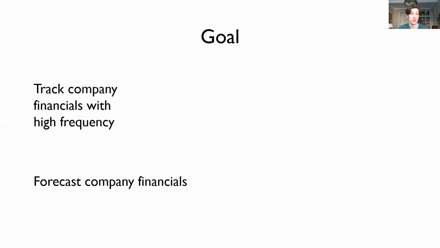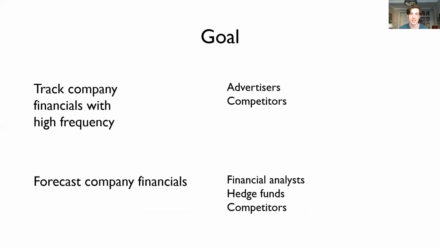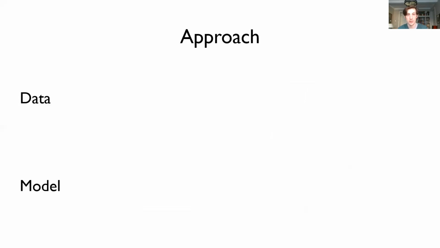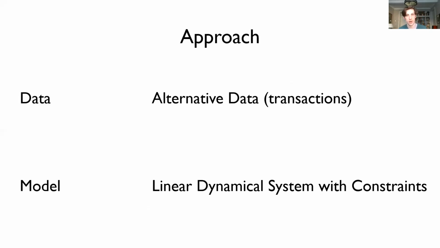Summarizing the vision, we want to track companies with higher frequency and forecast their financials. And each of these tasks is of interest to a number of different industries. So to accomplish this, there are two parts: data and a model. So first, we need to identify data sets that contain higher frequency information about companies. We expect this type of data to be noisy and imperfect. Next, we need a model to make use of that data. So we're going to, as mentioned, make use of alternative data, in particular transactions. And for modeling, we will use the classic linear dynamical systems model, but with a particular state space constraint.